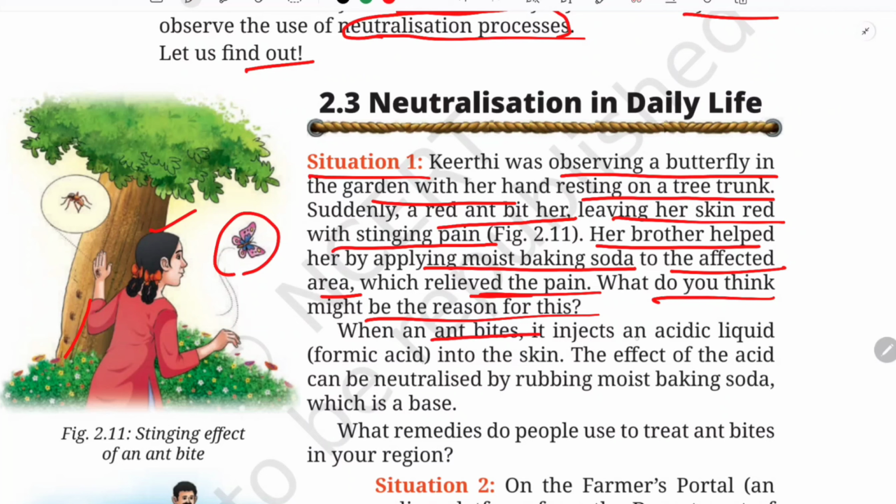When an ant bites, it injects an acidic liquid called formic acid into the skin, so our skin becomes very irritated and sometimes swelling is also there. The effect of the acid can be neutralized by rubbing moist baking soda, which is a base. As the ant bite has released an acid, it is acidic in nature, isn't it? So, what happened when baking soda, a base, was applied to the affected area? It got neutralized. That means the pain is now relieved. I hope you understood. In this way we can use neutralization in our daily life.